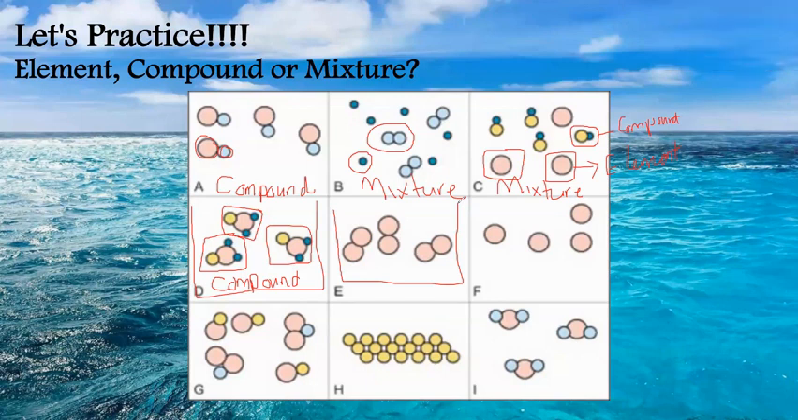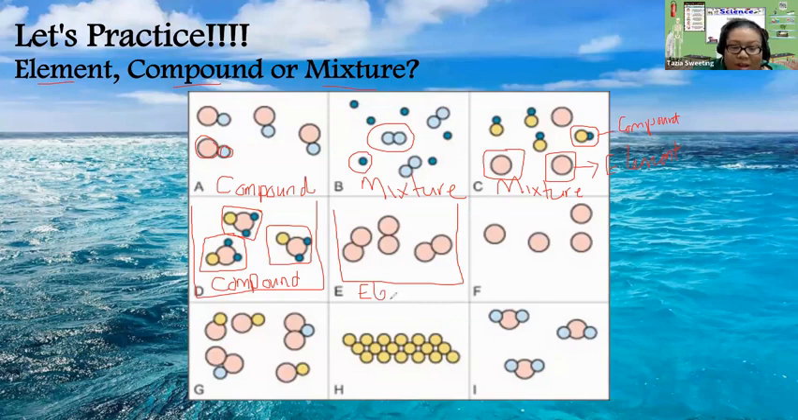No, ma'am. They are the same thing. So, when you have all of the atoms that are the same, which one of these types of matter, element, compound, or mixture, does that represent? An element. That is an element. Elements are all the same type of atoms.